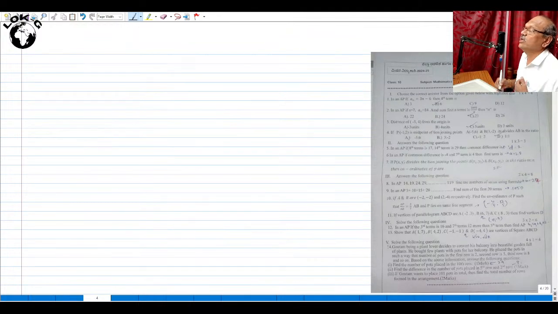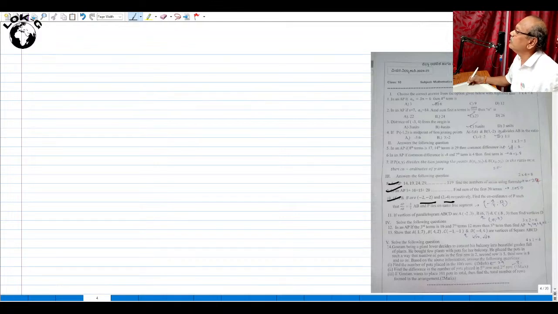Let us move on to the next one. The 9th one we completed. Let us move on to the 10th one. The 10th one is based on coordinate geometry. If A and B are (-2, -2) and (2, -4) respectively, find the coordinates of P such that AP upon AB is equal to 3 upon 7. AB and P lie on the same line segment.